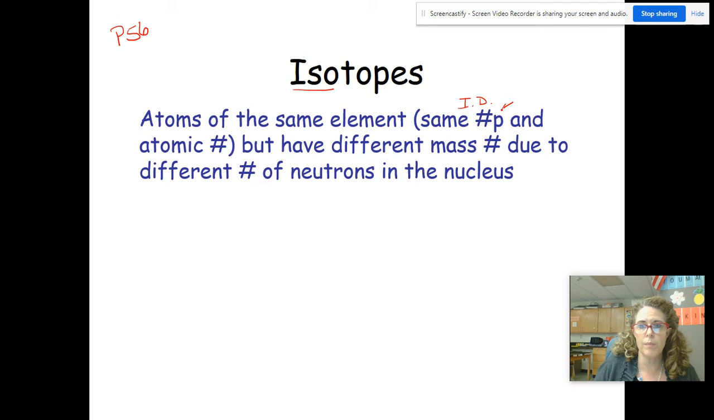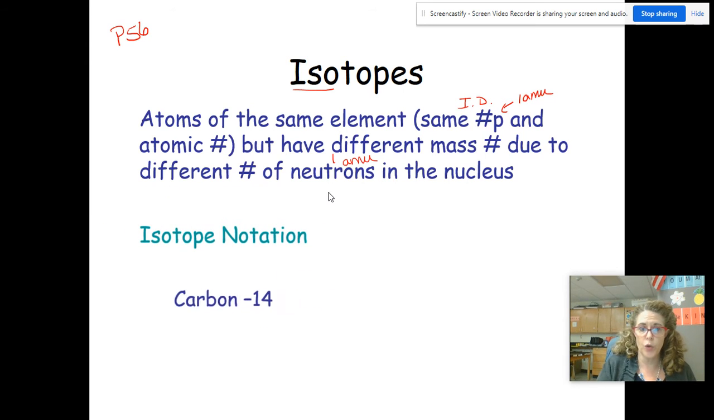Quick review, the protons have a mass of 1 atomic mass unit. Neutrons also have a mass of 1 atomic mass unit. The proton is positive, the neutrons are neutral. So when you have a different number of neutrons, more or less, it's going to affect the mass of the element. So we have what's called an isotope notation.